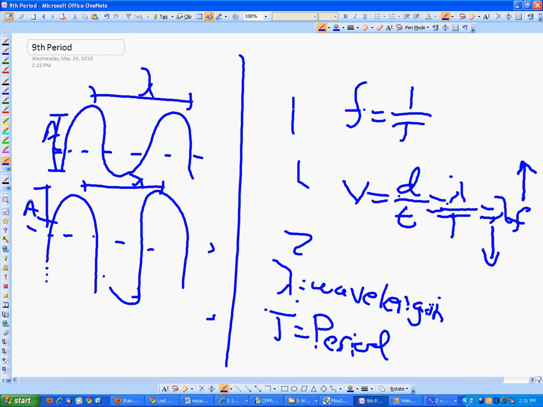Same thing with sound. This is apparently an A note. It has a frequency of 440. It travels at a certain speed. If I had another note with a different frequency, they travel at the same speed also. So changing the frequency should not affect the speed. Questions?